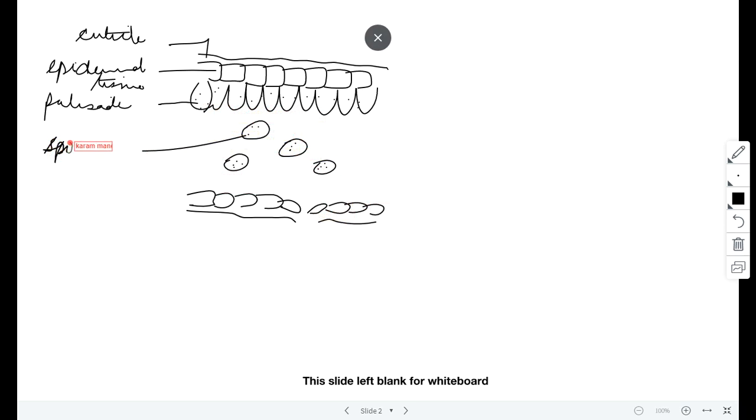Spongy mesophyll. What is the function of these? Is it like there's a lot of spaces, so gas exchange can happen? Yes, that is also right.